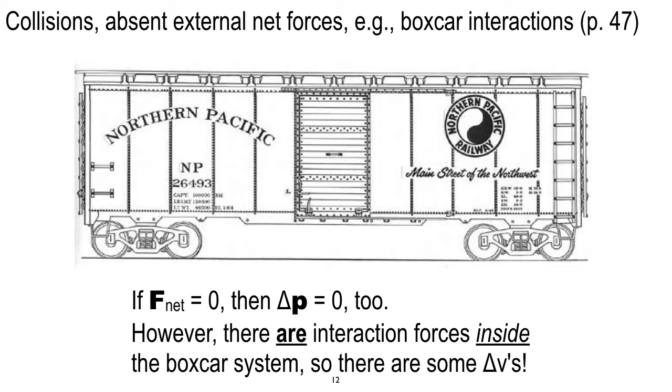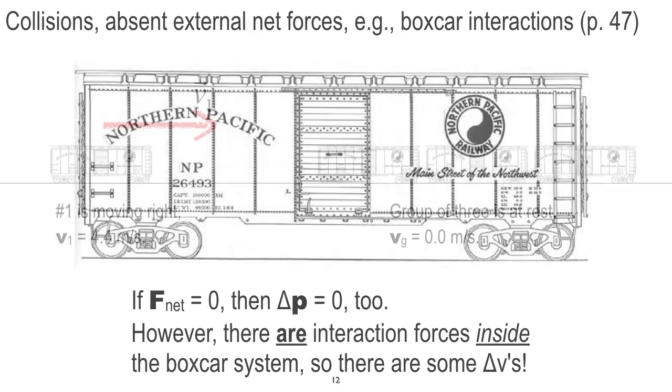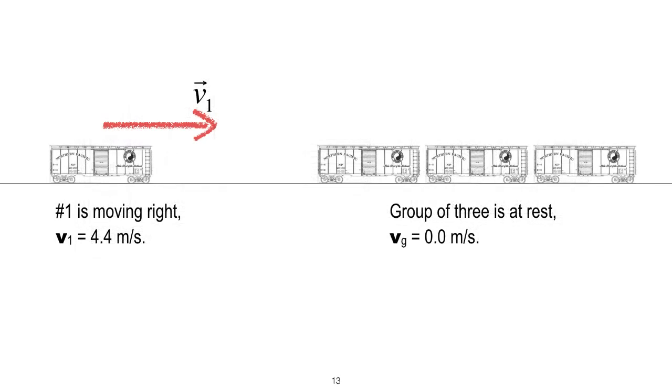So there's going to be delta V between the boxcars, but not because of a force other than third law forces of one boxcar on another. Now let's get down to the specs of that. All right, here's our example that we're going to work out.